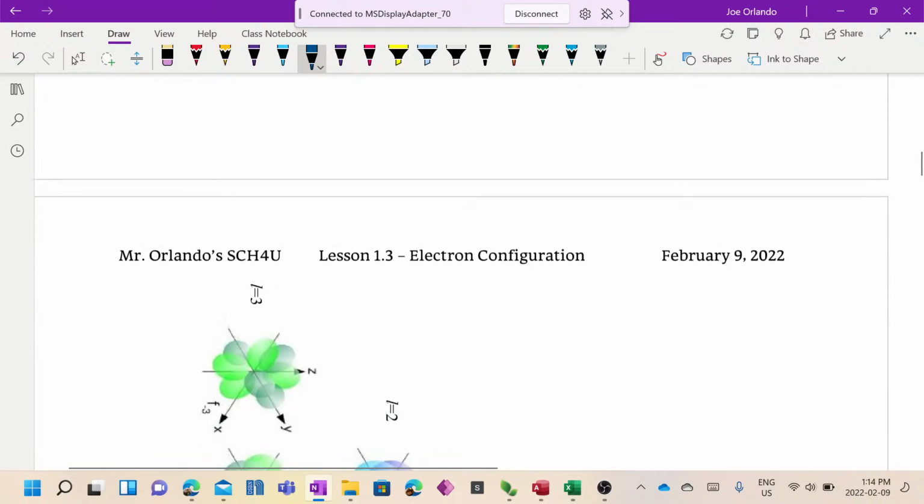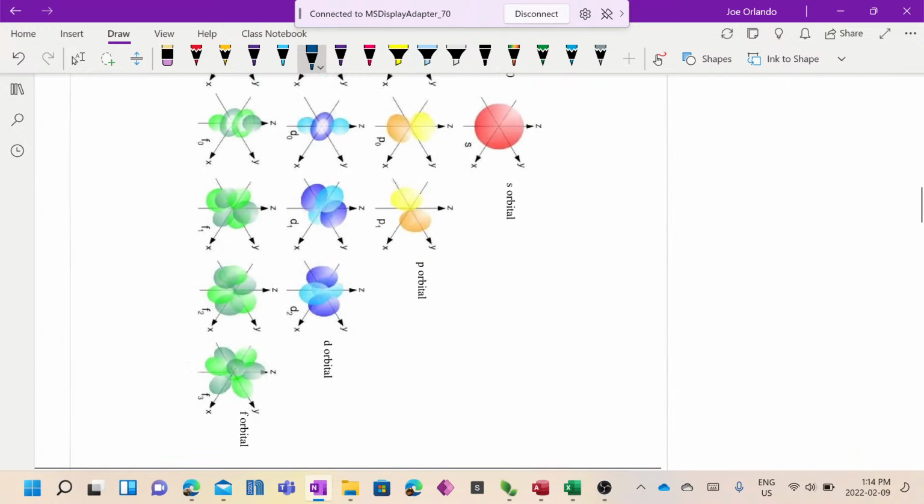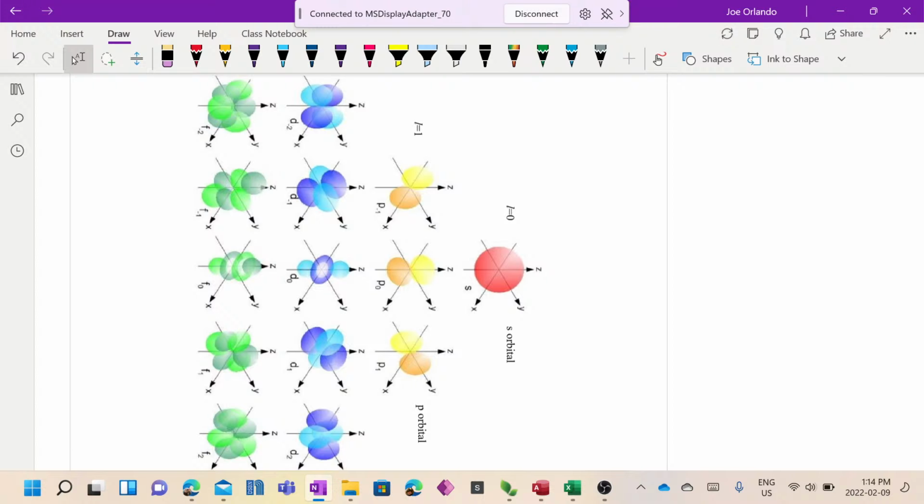All right. On the next page, I gave you a copy of this diagram, and this shows you the basic space of it.